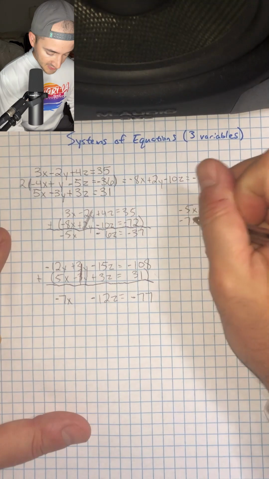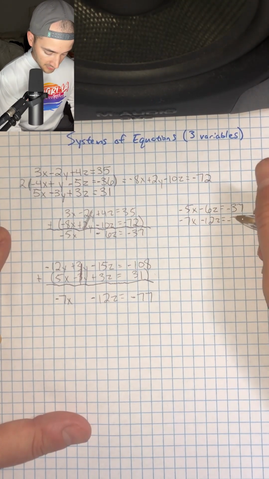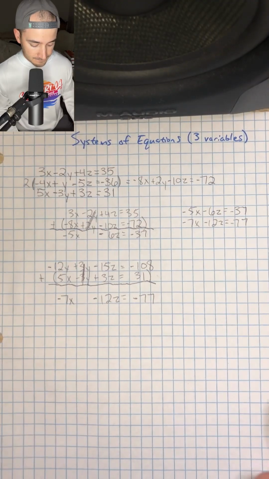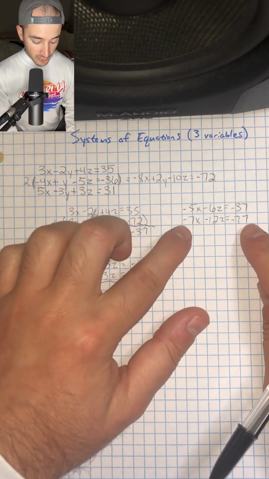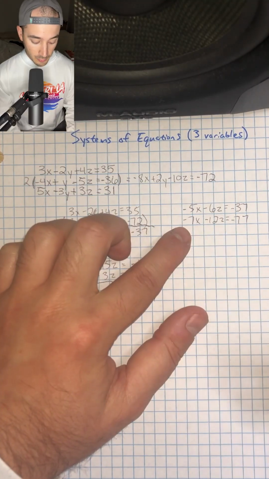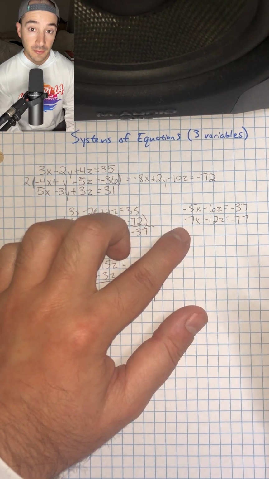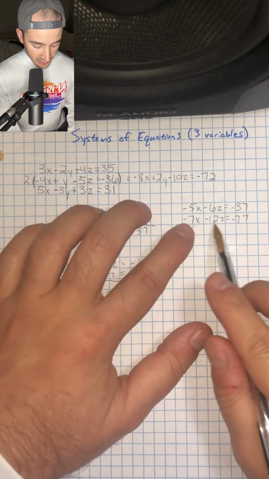and put negative 7x minus 12z is equal to negative 77. So notice now that our two new equations we have to work with do not have a y variable, and so we can actually solve for x and z because we only have two variables now. So let's see what we can eliminate now.